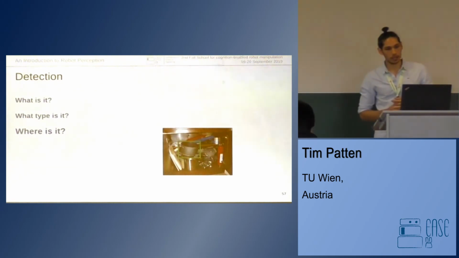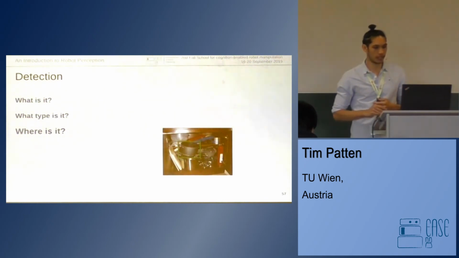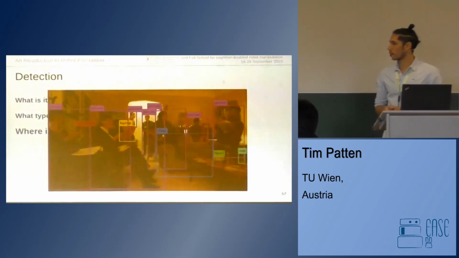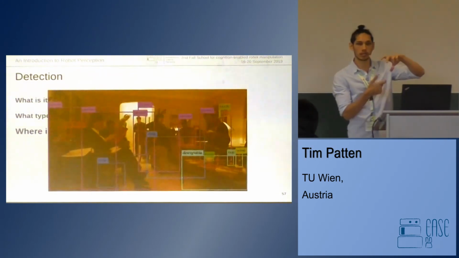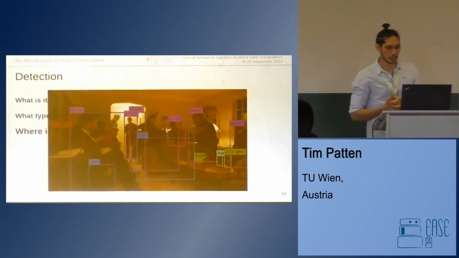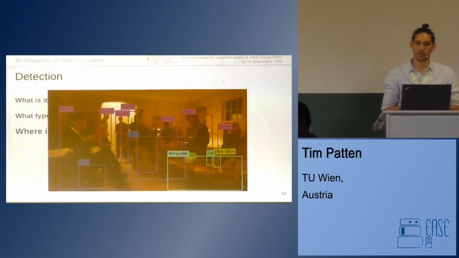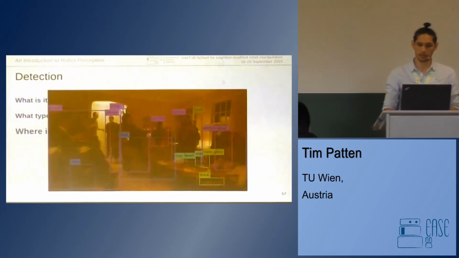Okay, so let me now move on to another task, and that is detection. Answering the question, where is it? Where is this object? This is simply shown here, finding these bounding boxes over every object in the scene. Simultaneously, most of the methods also do the classification on them. So detection really encapsulates where the object is and what it is, or what type it is.